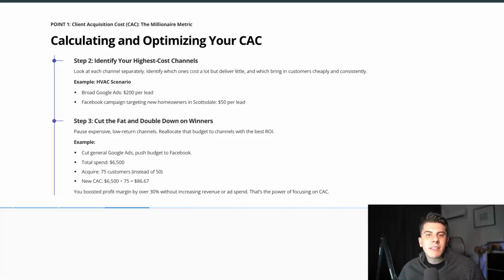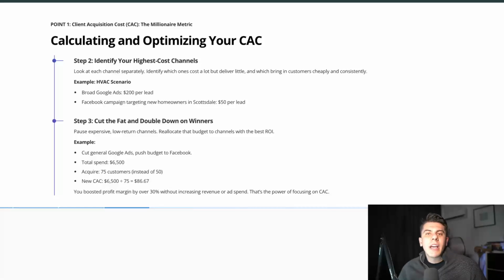Your total spend stays at $6,500, but now you acquire 75 customers instead of 50. The new CAC is 6,500 divided by 75, which is $86.67, almost a 50% reduction from the $130 we were getting for our customer acquisition cost with Google Ads. Here, you didn't increase revenue, you didn't increase ad spend, you didn't hire anyone new, you just boosted your profit margin by over 30%, or close to 50. That right there is the power of focusing on CAC.